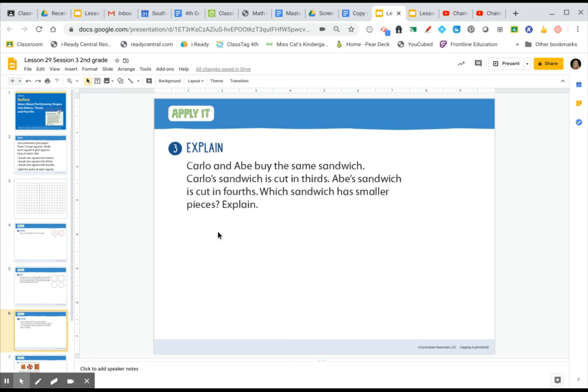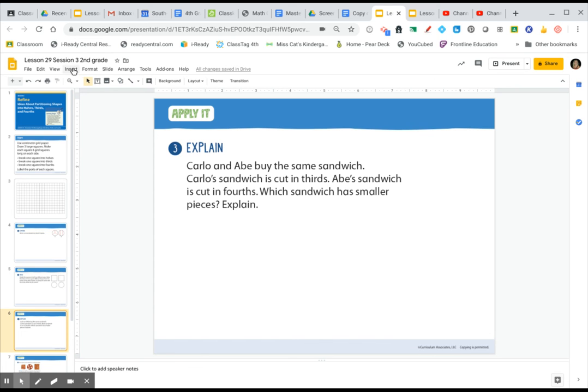Next, apply it. Carlo and Abby buy the same sandwich. Carlo's sandwich is cut into thirds. Abby's sandwich is cut into fourths. Which sandwich has smaller pieces? Explain.